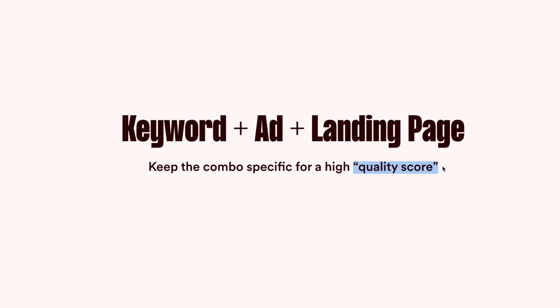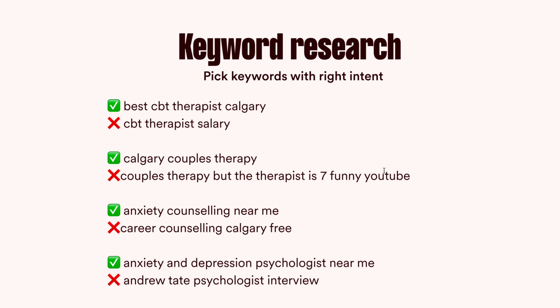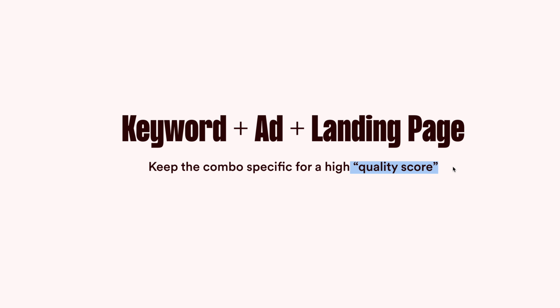A bad quality score would be something like "men's tailor near Austin, Texas," and then showing sneakers, and then showing an e-commerce store. So that's a bad quality score. A good quality score would be like "best CBT therapist in Calgary." Then the ad is saying, hey, we are great cognitive behavioral therapists, book a free appointment near Calgary, and then the landing page talks about CBT. So quality score makes cheap ads that show up higher on the page.